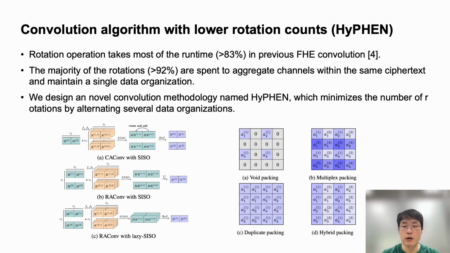Next, I introduce our convolution methodology called HyPHEN. We identified that HE rotation is the primary bottleneck in previous FHE convolutions. The majority of these rotations are used to aggregate channels within the same ciphertext and maintain a single data organization. In contrast, HyPHEN replaces rotations with cheaper additions to aggregate channels and uses various data organizations and alternates between them to remove rotation overhead to maintain a single data organization.